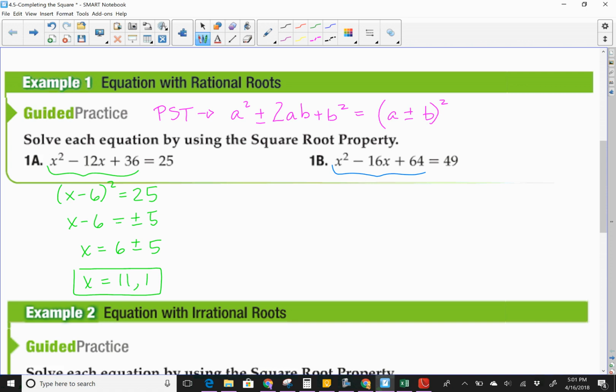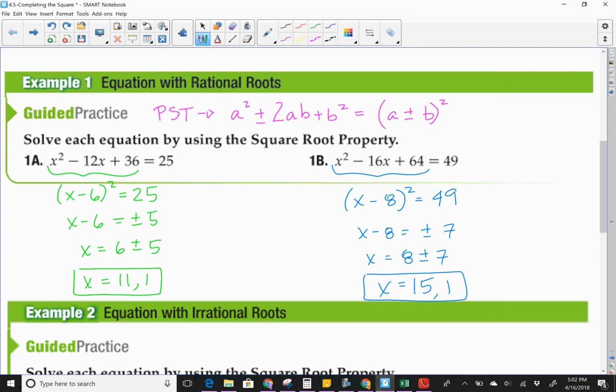Which, as you'll find out, sometimes is a little bit easier to solve things. So here, another perfect square. This is going to be x minus 8 quantity squared equals 49. When you take the square root of both sides, you're going to have x minus 8 equals plus or minus 7. X equals 8 plus or minus 7. So x equals 8 plus 7, which is 15, and 8 minus 7, which is 1.